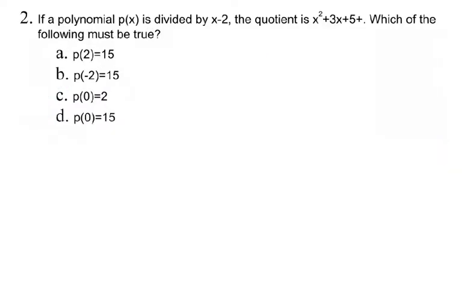Okay, if a polynomial p of x is divided by x minus 2, the quotient is, oh, sorry, I'm missing the quotient. Hold on just a minute. Okay, sorry about that. That was the end of it.